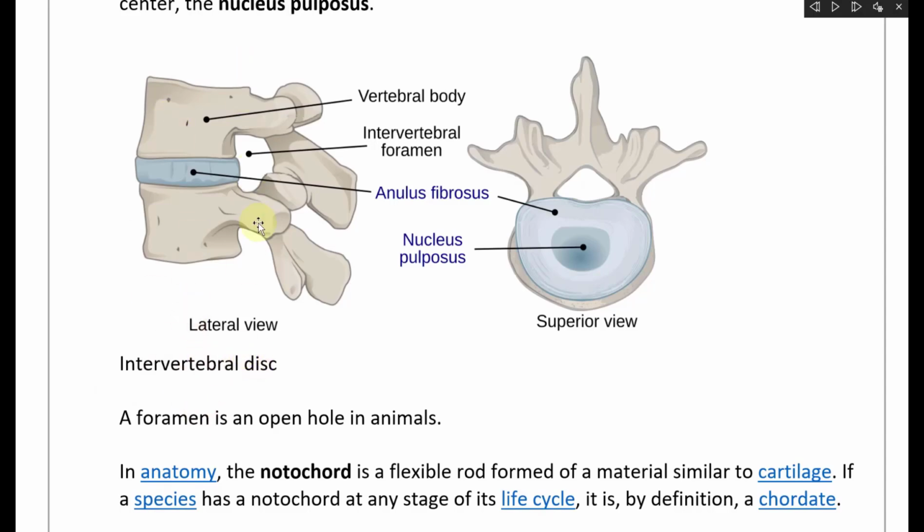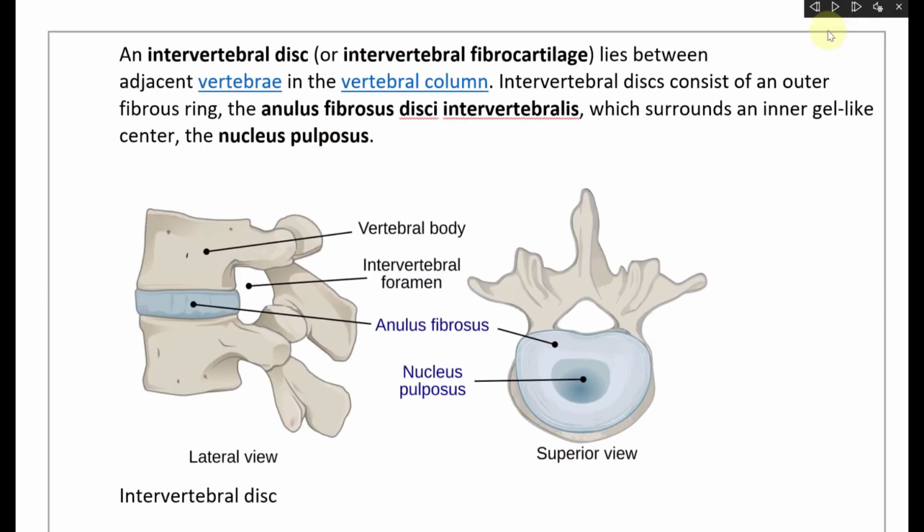Here's a lateral view, sideways. Here's a superior view from the top. So you have the nucleus pulposus, that inner gel-like center. Then you have the surrounding annulus fibrosus. It's the outer fibrous ring, so you can see the fibers around there. And then you have this intervertebral foramen in this opening there. And then there's the vertebral body over here.